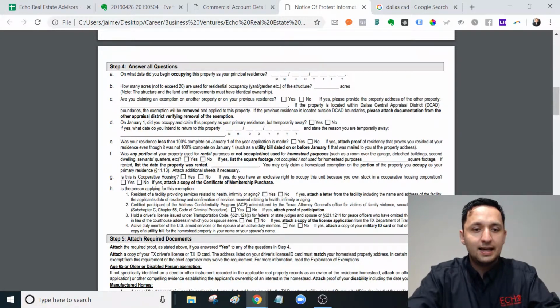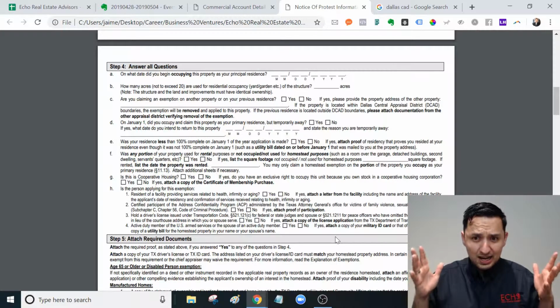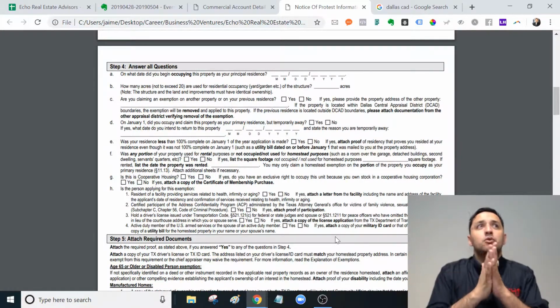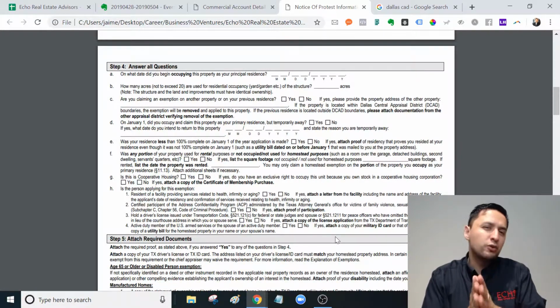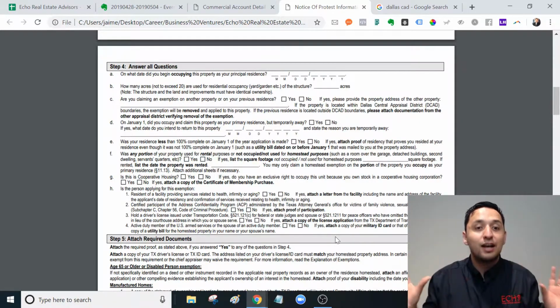Again, you see a lot of questions relating to that. Is this co-op housing? In co-op housing, a corporation housing real estate, you own stock. That's the form of owning real estate in a co-op.